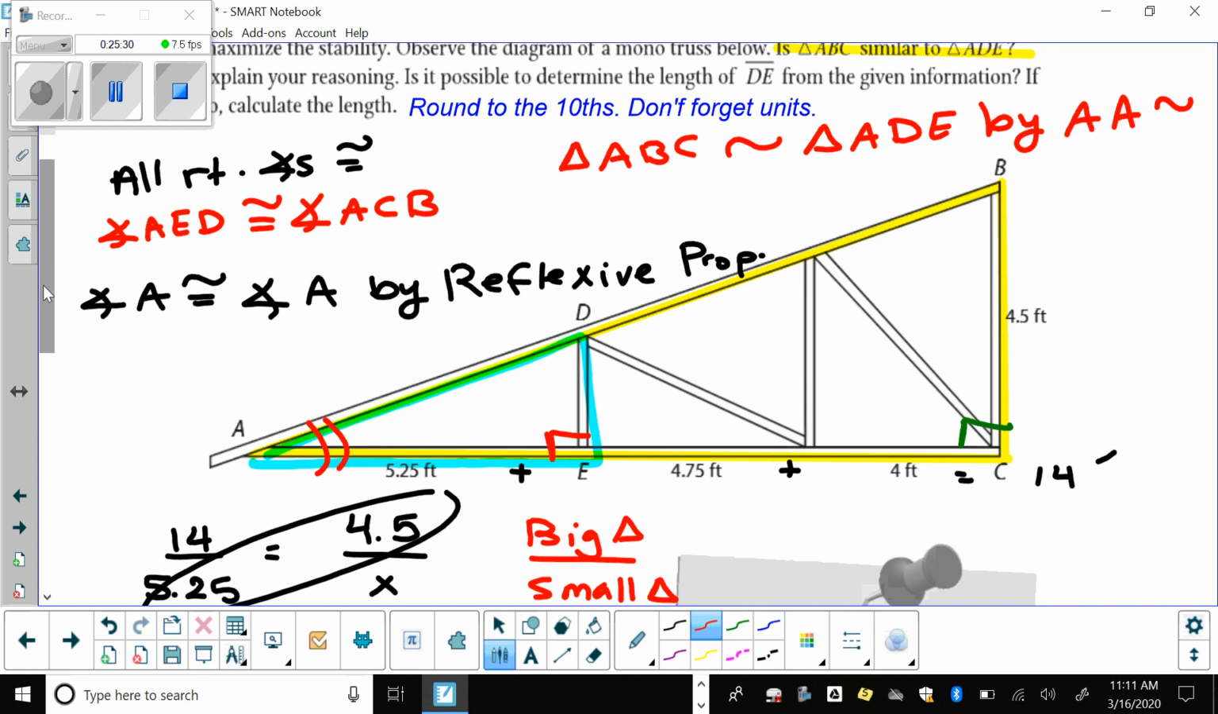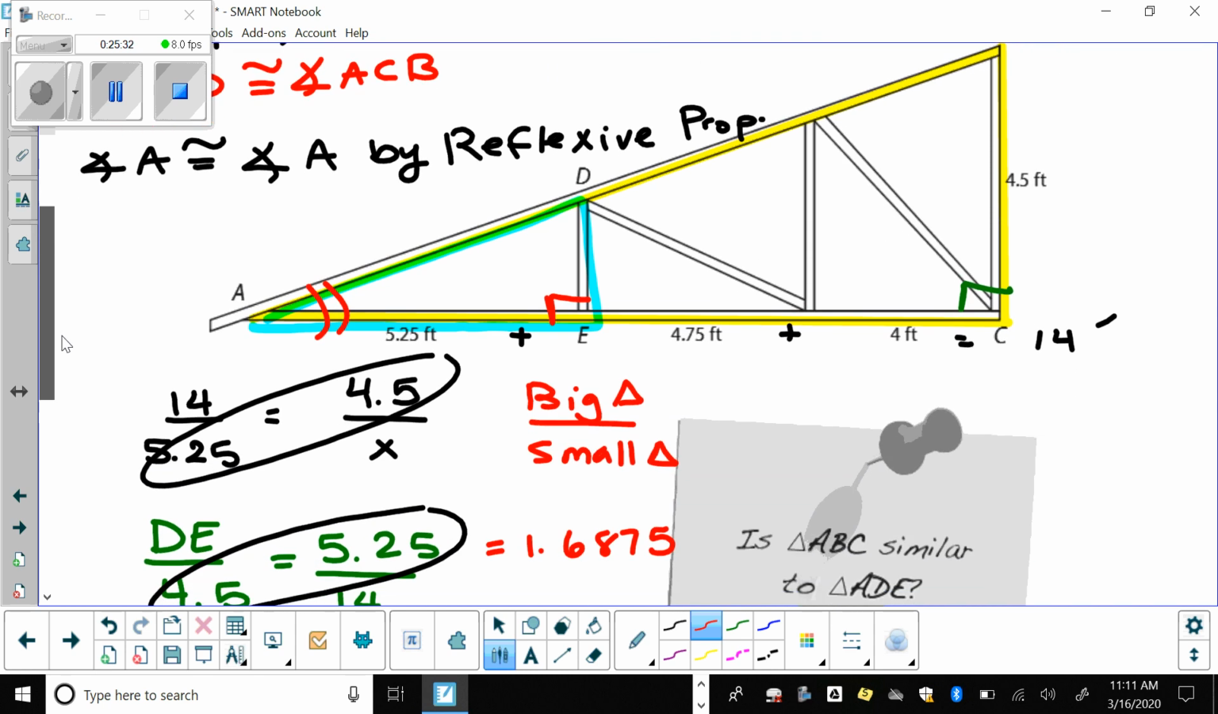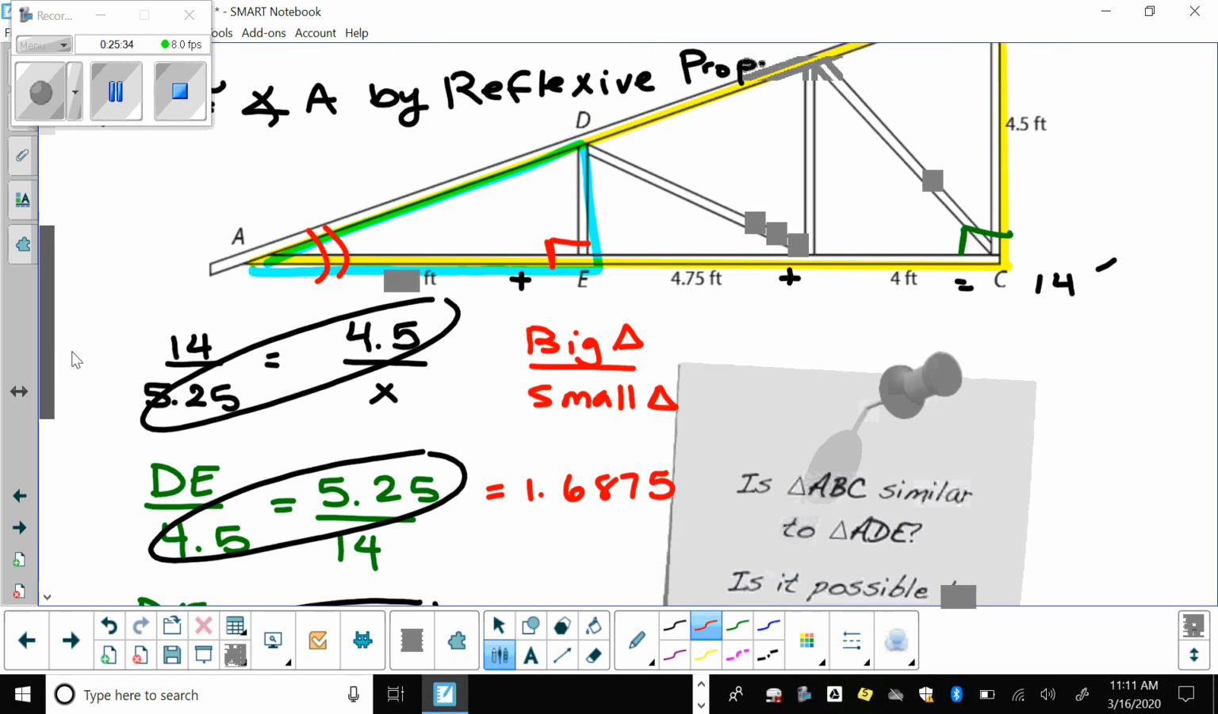All right, well, you know what? If I got two similar triangles, I can solve side lengths, because if the triangles are similar, the corresponding sides are proportional. All right, so first of all, I am comparing big triangle to the little triangle. So where the heck did I get this 14? Add up these side lengths. 5.25 plus 4.75 plus 4 equals 14 feet. So my side AC corresponds with AE, hence this setup, this ratio.